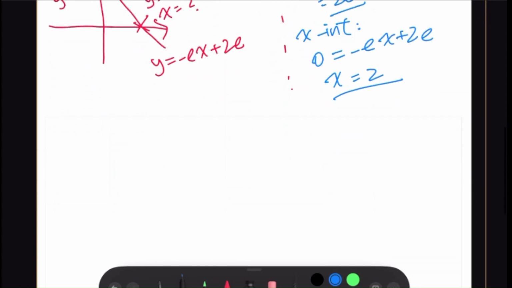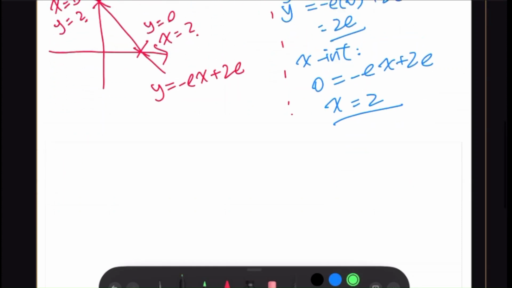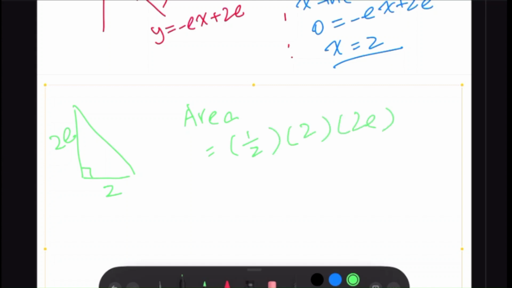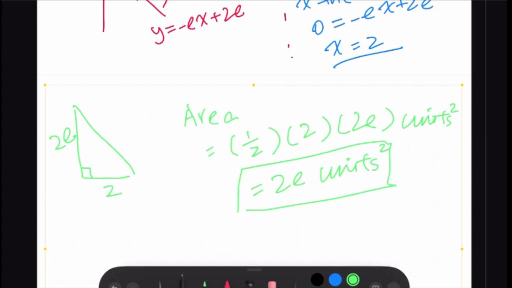And now we're basically done, because we end up with this triangle with a 90 degree angle, base 2 and height 2e, so the area would be equal to a half times 2 times 2e units squared, which would be equal to 2e units squared. And we're done.